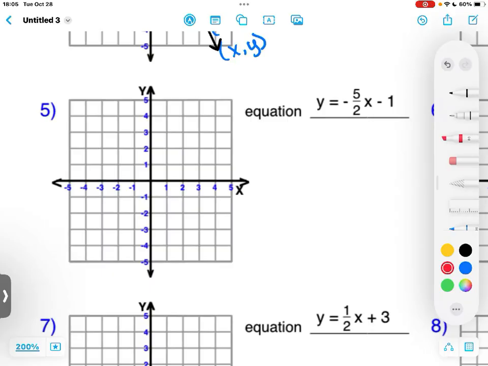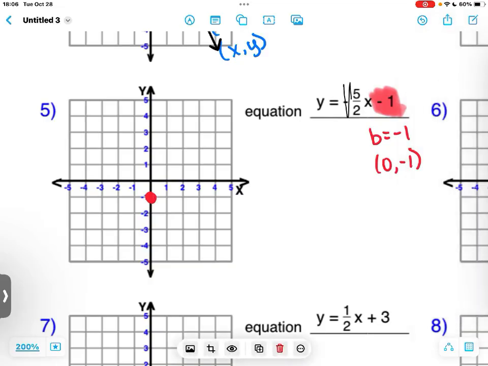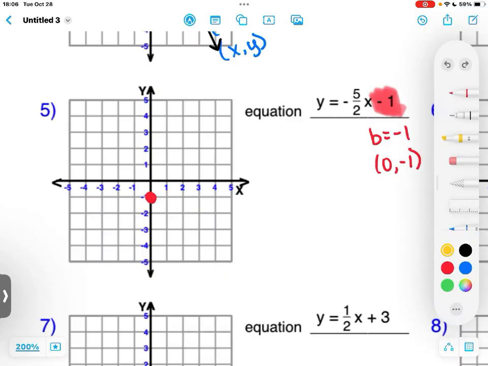So looking at number 5, starting with that y first, this just means that I'm starting at the point (0, -1). So down 1 unit. It's a big fat red dot at (0, -1). Now my slope is -5/2. That just means I'm going down 5 and to the right 2.